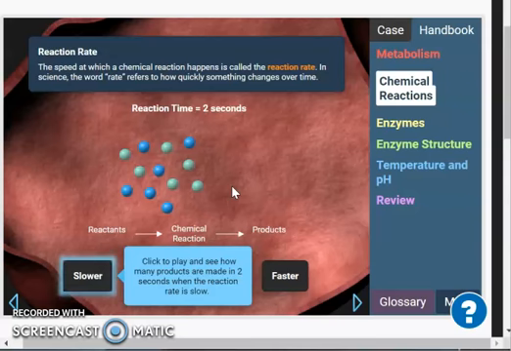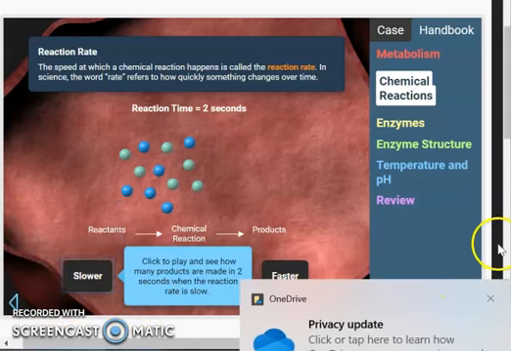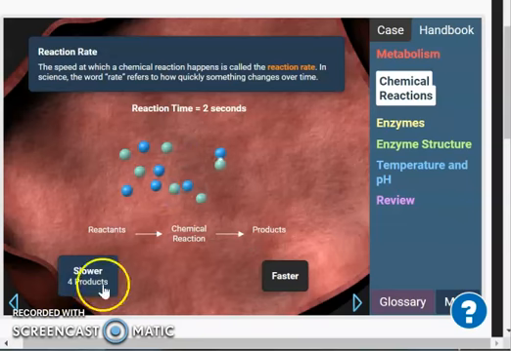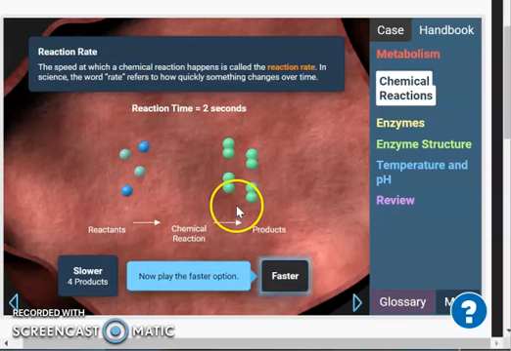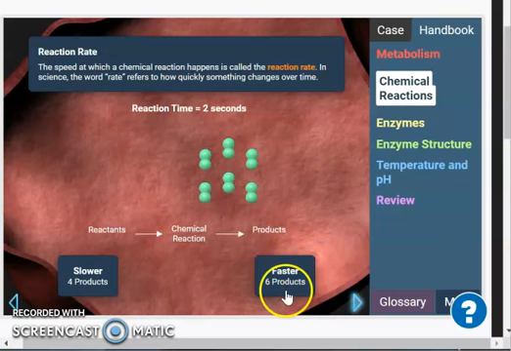First, we are going to click play to see how many products are made in 2 seconds when the reaction rate is slow. When it's the slow reaction rate, we make 4 products. Now let's try with the fast reaction rate. With the fast reaction rate, we make 6 products.